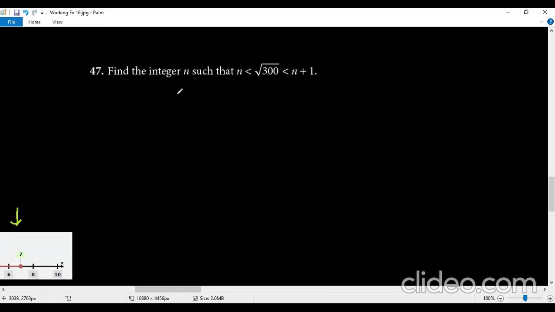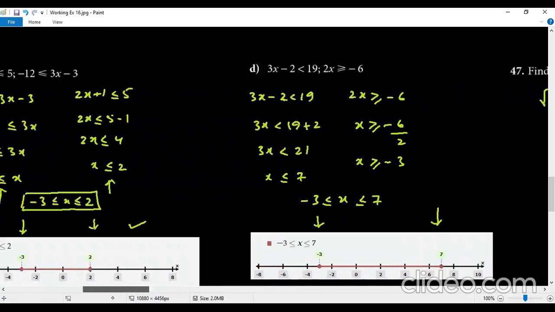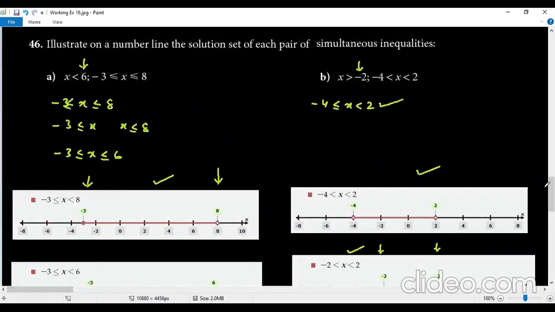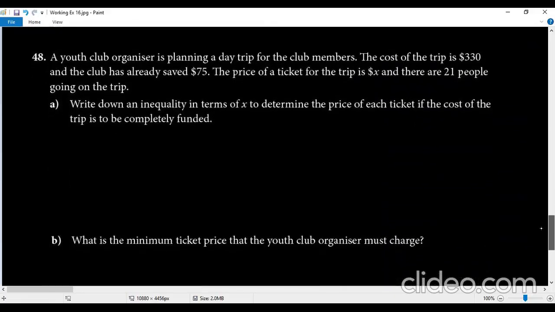Now, this is also a tricky question in which you find the integer n. You need to find a number in place of n. If it is replaced, this inequality is going to be true. Let's see. You know very well, in the calculator, once you write square root of 300, the answer you get is going to be 17.32. A smaller number than 17.32, and it should be an integer, is going to be straight away 17. That is going to be your answer. Moving on to question number 48.